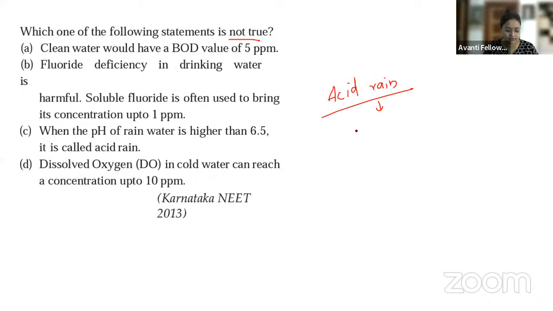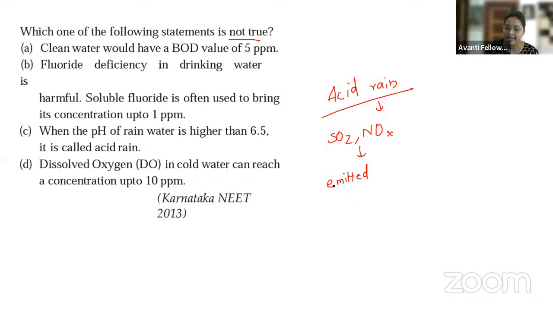What is the meaning of acid rain? So when sulfur dioxide and nitrogen oxides are emitted into the atmosphere, and transported by wind and air, this is known as acid rain.